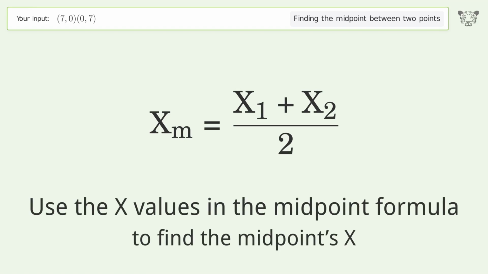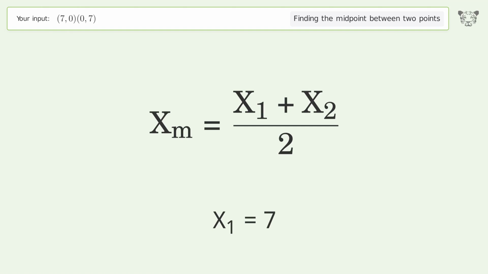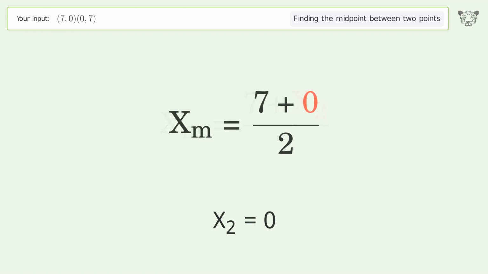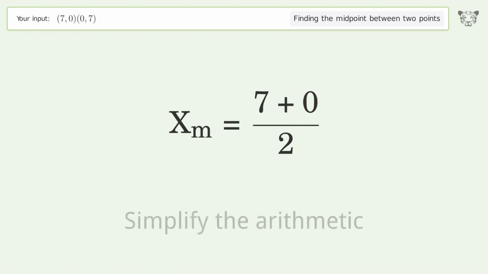Use the x values in the midpoint formula to find the midpoint's x. x1 equals 7. x2 equals 0. Simplify the arithmetic.